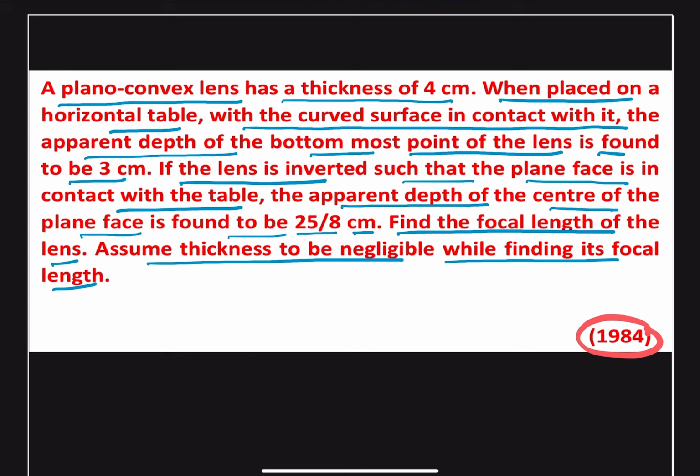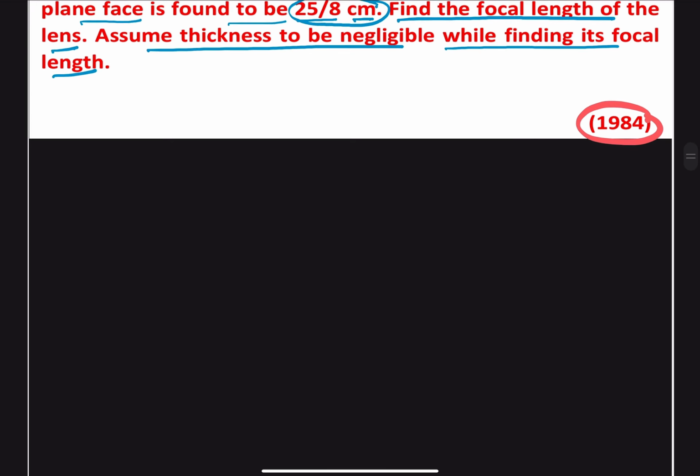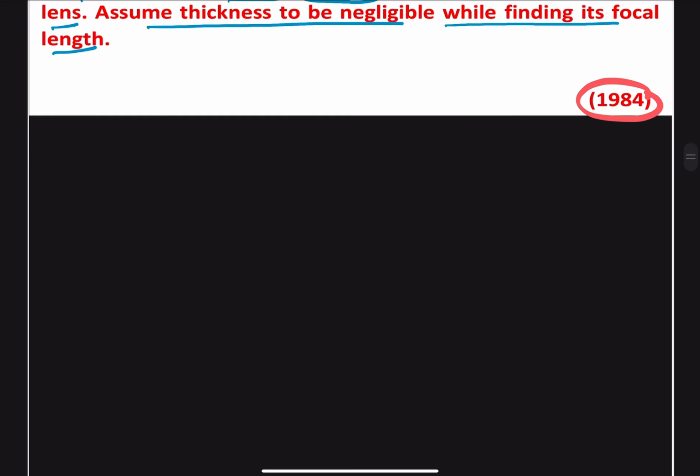So we have a plano-convex lens. One side will be plane, the other side will be convex, and it has two conditions. First, the curved surface is in contact with the table and the apparent depth is given. In the second case, the plane surface is now in contact with the table, and in that case also we have the apparent depth. So we can draw the figure for both the cases. In the first part, we are given that the curved surface is in contact with the table. So let us suppose this is our curved surface and that is in contact with the table, something like this.